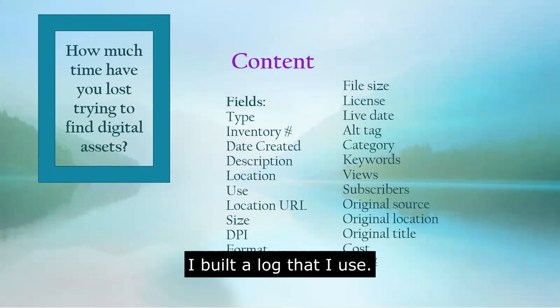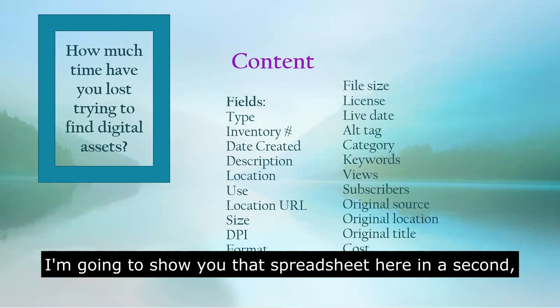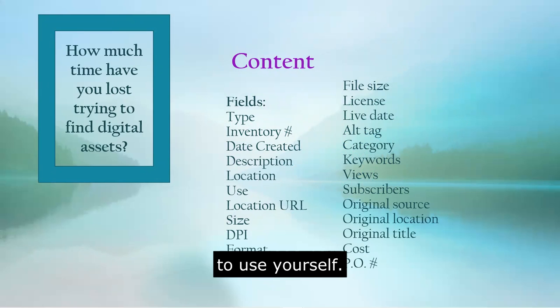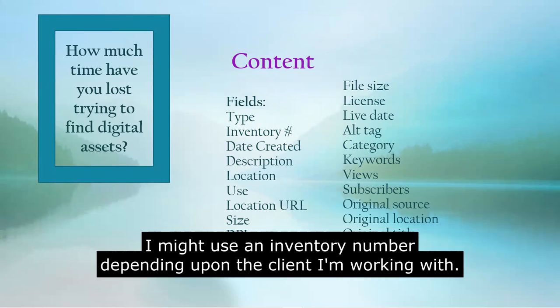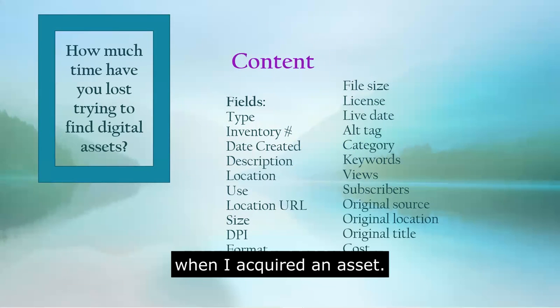I've built a log that I use, and I like, these are the fields that I include in mine. And I'm going to show you that spreadsheet here in a second, and I'll help you find a way to download that to use yourself. I like to use fields where I can determine the different types of content. I might use an inventory number depending upon the client I'm working with. It's helpful to know when I created a document or when I acquired an asset.